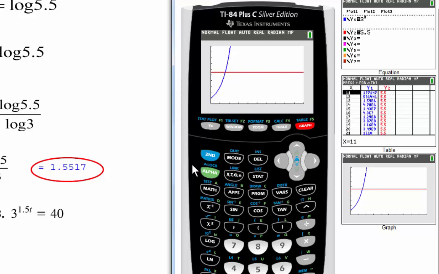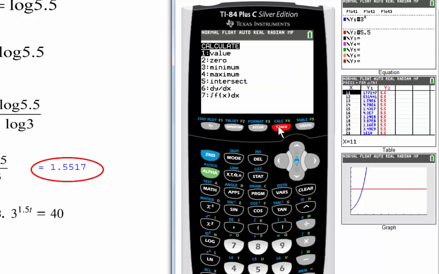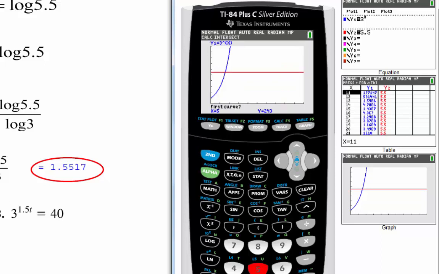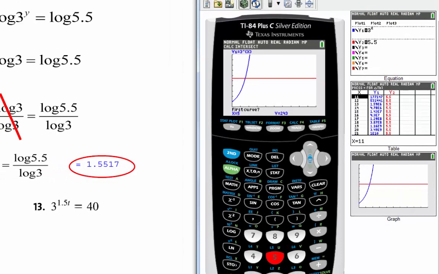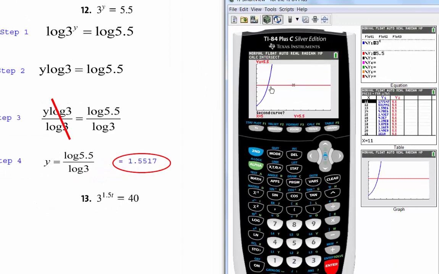And the intersection should be my solution. So if I press the second key and trace, because above trace it says calc, I want to calculate the intersection. Number 5 is intersection. It says first curve, all right, that's this y1, 3 raised to the x, that's this part. I'll press enter. It says second curve, that's that y2 equals 5.5, I'll press enter.